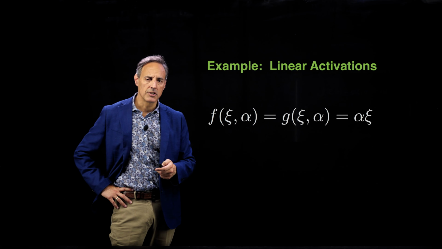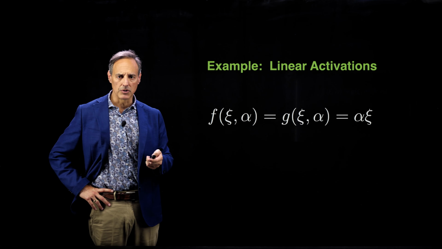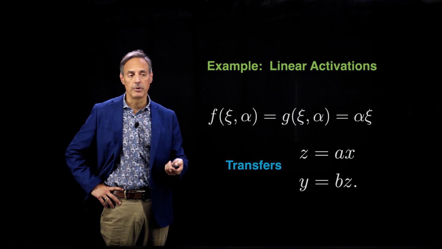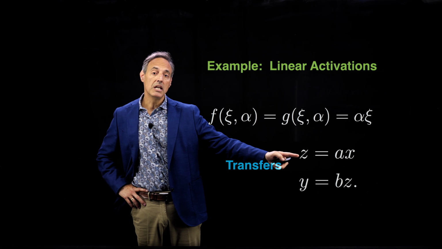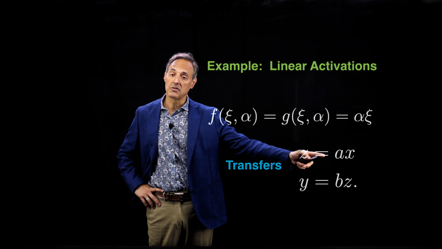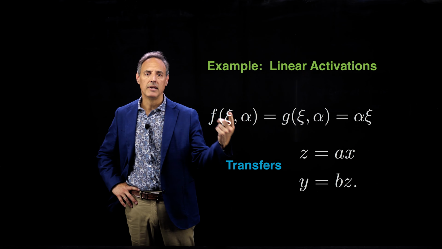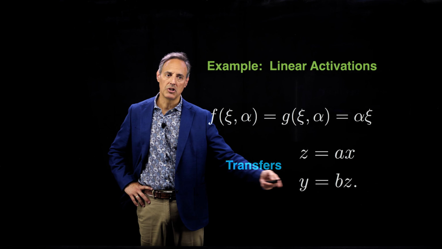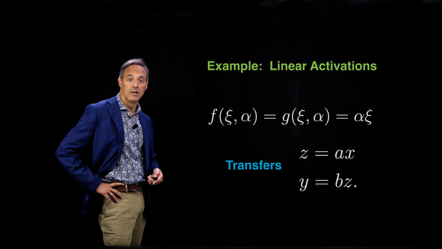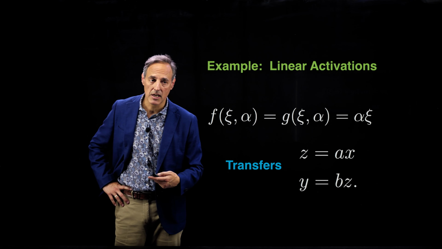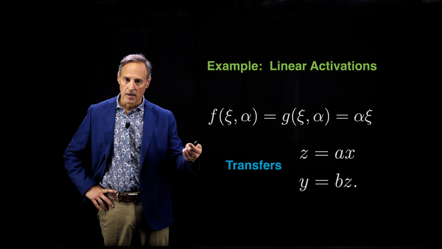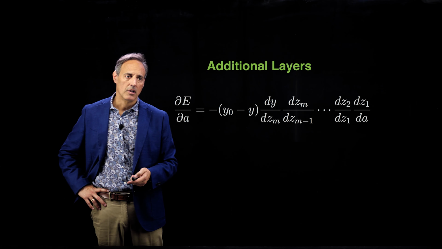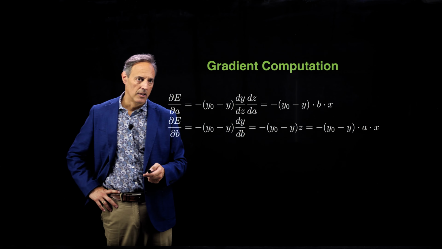This is more of an example just to show you how you would compute these things. If I go back to the original coordinates, my transfer functions are: z, which is my hidden layer, is just the constant a times x. That's how I got from x to z. And then when I go from z to y, it's b times z. So these are the linear transfer functions I have available to me. Now I have explicit representations of z as a function of x and y as a function of z. And so now I can compute gradient directions by doing the following.